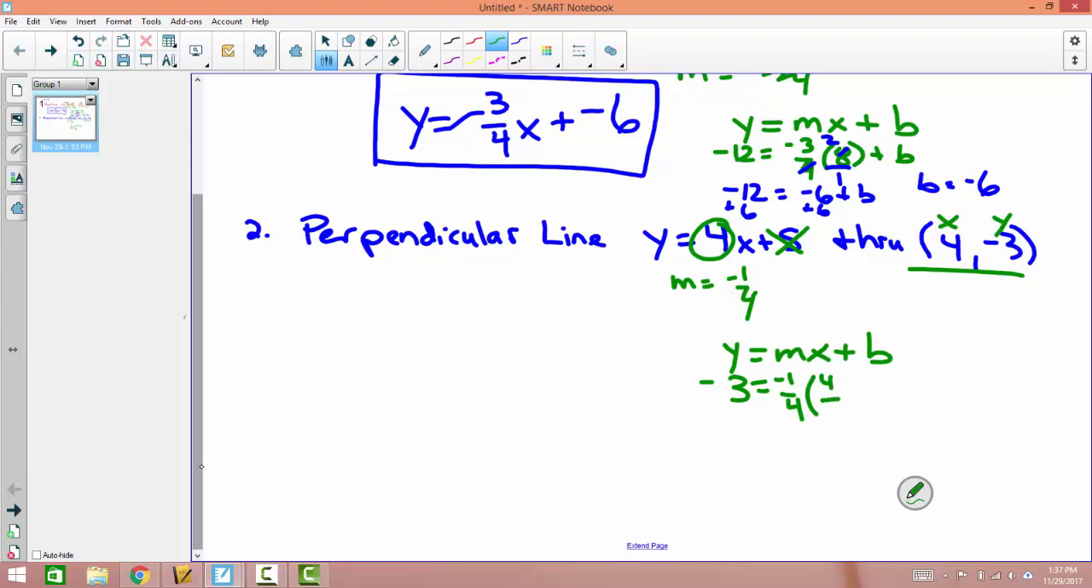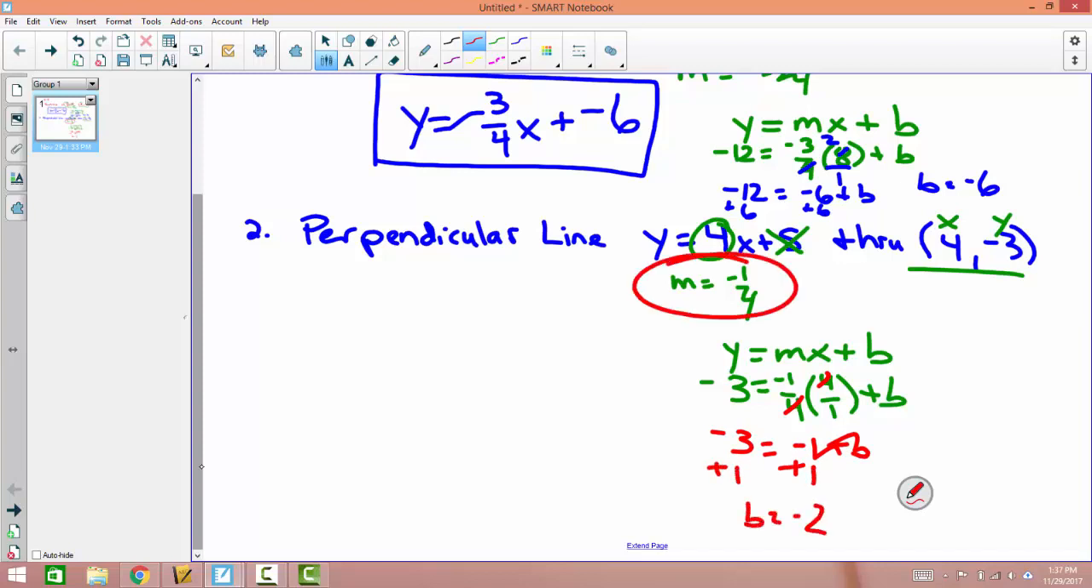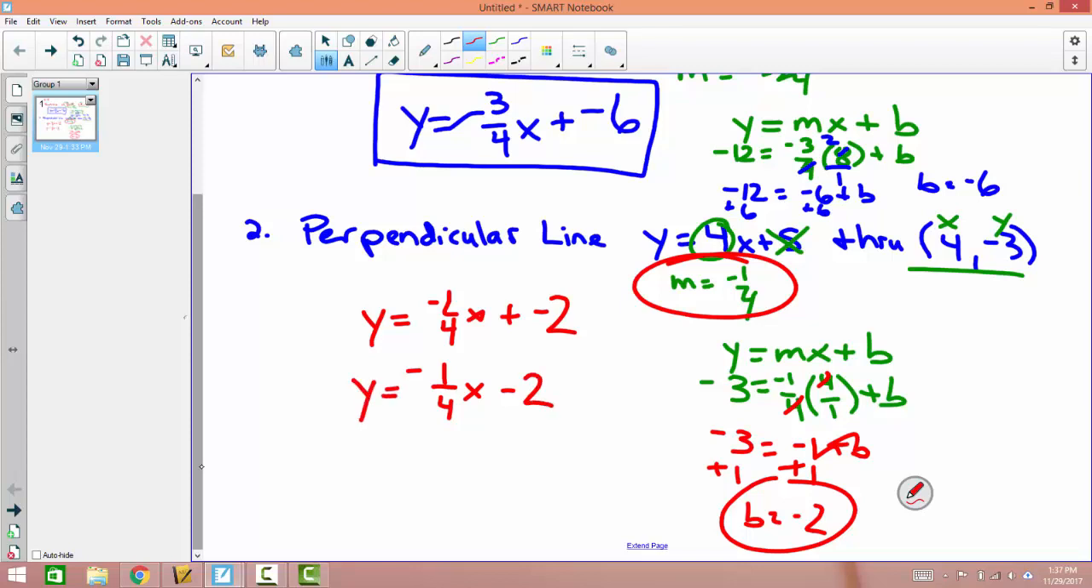And your x is 4. I'm going to put 4 over 1 just so there's no confusion. You're going to cancel any numerator with any denominator. So negative 3 is equal to negative 1 plus b. And when you add 1 to both sides, b is equal to negative 2. So your equation has this slope, this b: y equals negative 1/4 x plus negative 2. You could also write negative 1/4 x minus 2. That is also the same. And this one doesn't have any weird lines.